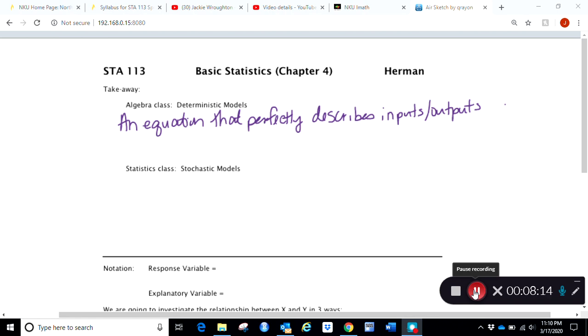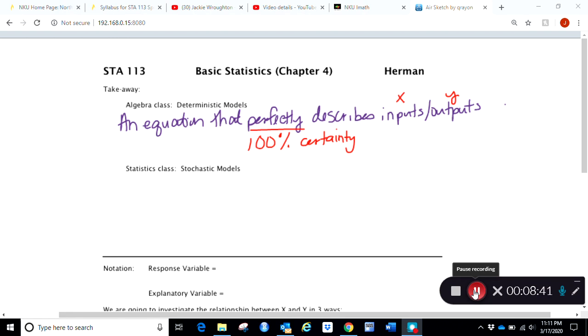And when you're thinking inputs and outputs, our inputs are basically those values of x that we've been plugging in, and the outputs are our y that come out. In a sense here, when I say it perfectly or exactly describes, we're talking there's 100% certainty in what's going on. And that's what we're used to from algebra class.